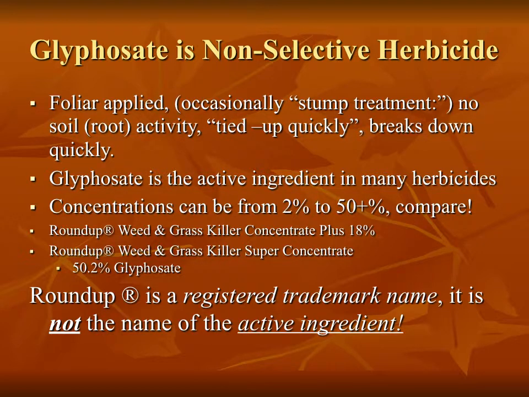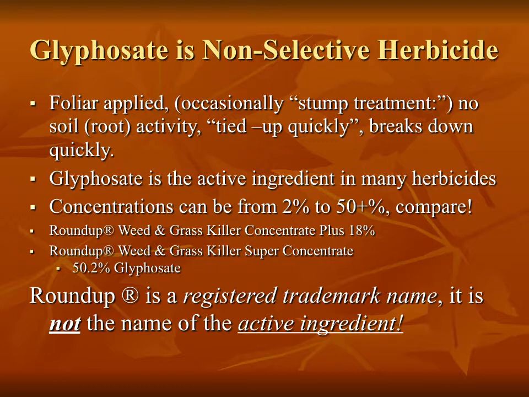Non-selective means you should consider it a total vegetation killer. If it gets on the foliage of plants, it'll kill any plant that can absorb it into the leaf tissue, and then it is transported or translocated into the root system and does harm to the plant's ability to photosynthesize. So it's foliar applied. Occasionally we will use glyphosate as a stump treatment. When I talked about that in part one with the cut stump, sometimes we'll use glyphosate, usually straight out of the bottle or in its concentrated form, as a stump treatment. It does not have soil or root activity.